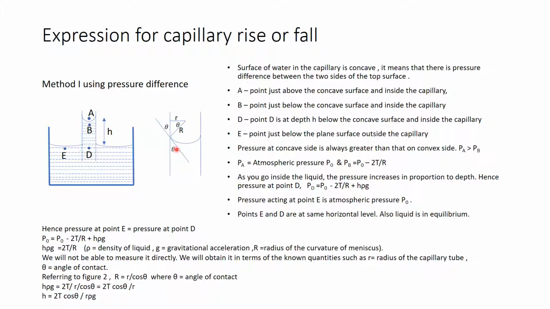Now here, if I produce this tangent further in the forward direction, then this angle is also theta. Why? Because of vertically opposite angles. Now this angle is 90 degrees. Therefore, this angle is 90 minus theta. Now if you complete this triangle, this is R, by geometry, that is the radius of curvature of the meniscus. And if I join this line, what is this? This is small r, that is the radius of the capillary tube, right?